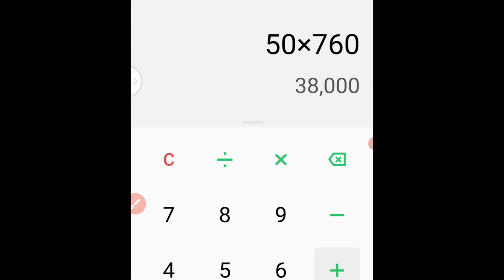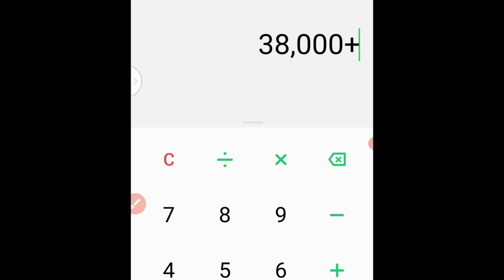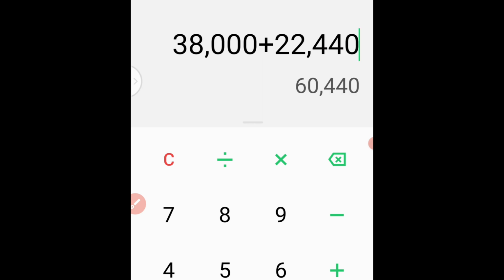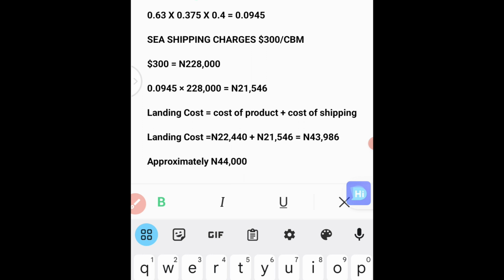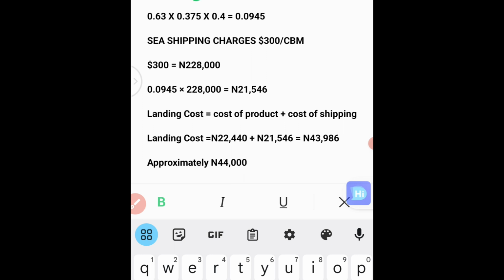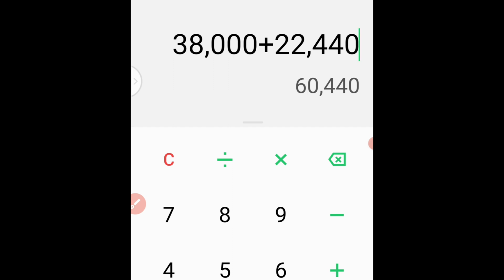Now let's add the cost of what we are buying. That is the cost of that washing machine, and the cost of our washing machine is 22,440 naira. Did you see it now? Now, the total we are paying for both the cost and the shipping is 60,440 as against 44,000. You see, we have an extra 18,000 or thereabouts. That's because most shipping companies have a minimum fee that you can pay for sea shipping, which is around $50. Let's say you get this washing machine at 60,440.